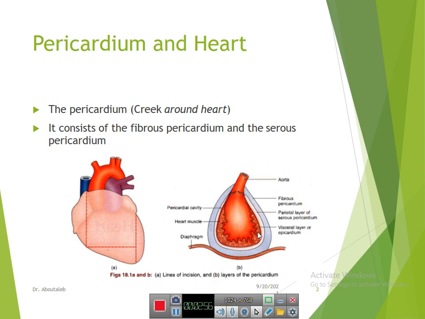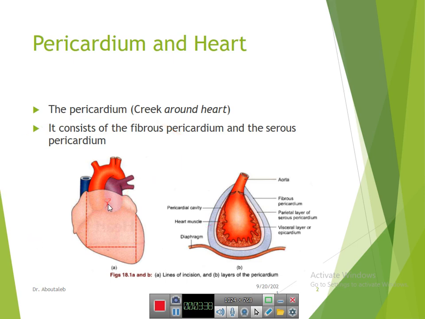Visceral layer of serous pericardium is next to the heart muscle, adjacent to the heart muscle, and the parietal layer is separated from the visceral layer, and there is a potential space between parietal and visceral serous pericardium. So, fibrous pericardium, as I'm showing it, includes the heart and fuses with the vessels which enter or leave the heart.